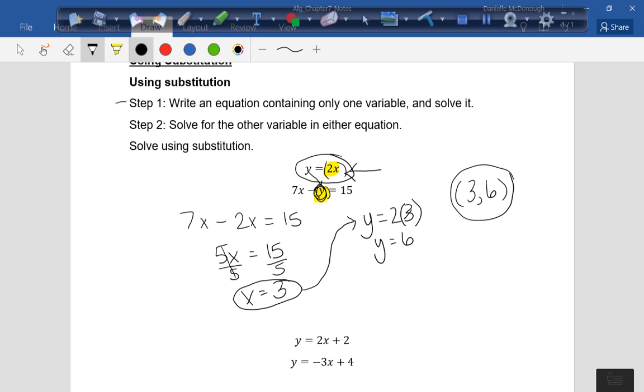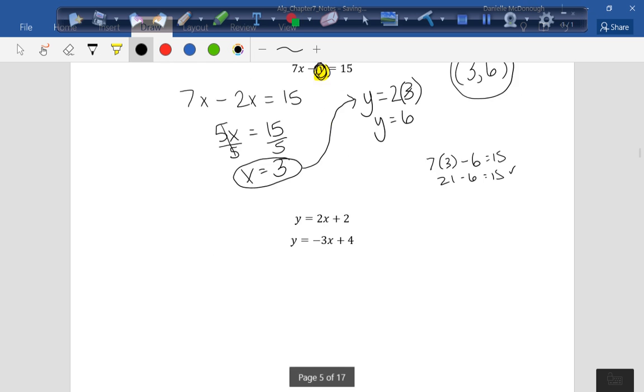You can double check this too. You can go back into this equation here, which would end up being 6 equals 2 times 3, which is true. And then if you look at the second equation, I'm going to go down here to the corner. It would be 7 times 3 minus 6 equals 15. So 21 minus 6 equals 15, which is true. So you take one equation, you substitute it into the other one, but then you also still need to figure out what that second variable will be.